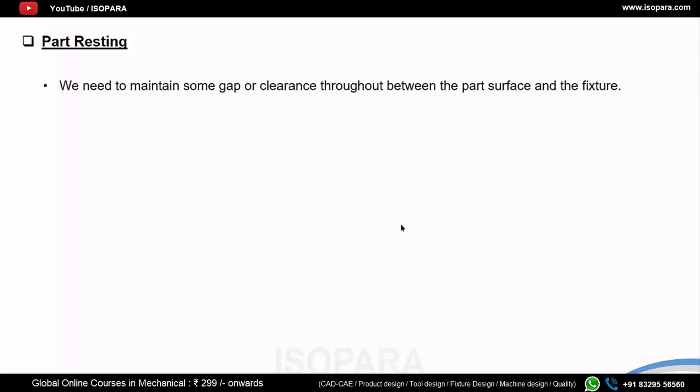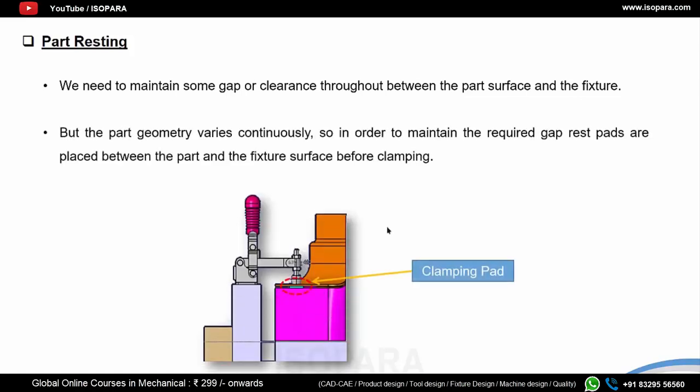Then we have part resting. We need to maintain some gap or clearance throughout between the part surface and the fixture. That is, you cannot have a rubbing condition. The whole surface of the fixture and the whole surface of the part cannot be touching each other. That would result in excessive wear and tear of both the fixture and the part as well. You don't want our finished products or parts to be scratched or deformed during checking itself. So for that we need to maintain a gap.